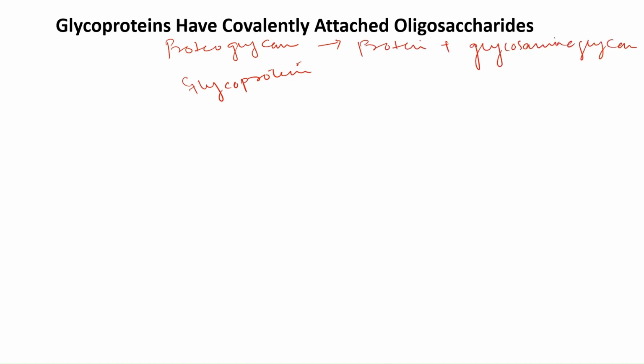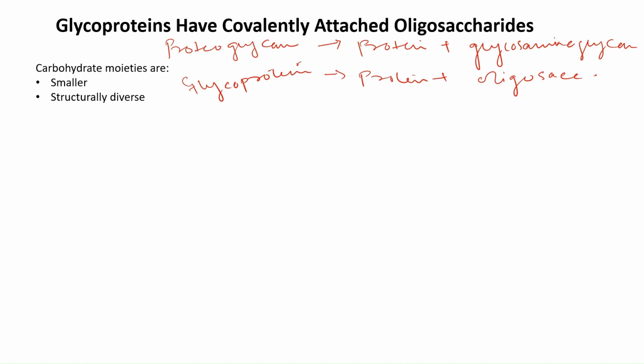What is the difference between proteoglycan and glycoprotein? Both are the combination of protein and carbohydrate. But in case of proteoglycan, the combination is of protein with glycosaminoglycans. Whereas in glycoprotein, the combination is with protein and oligosaccharides. Some glycoproteins have a single oligosaccharide chain, but mostly they consist of more than one oligosaccharide chain.